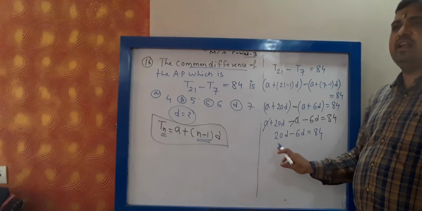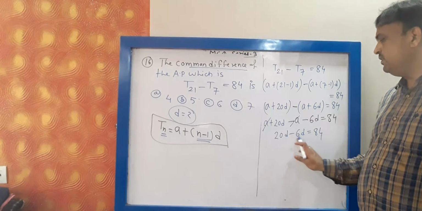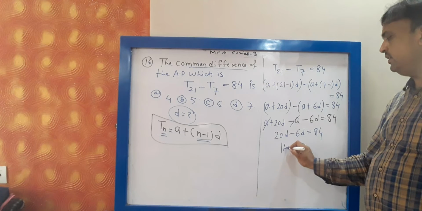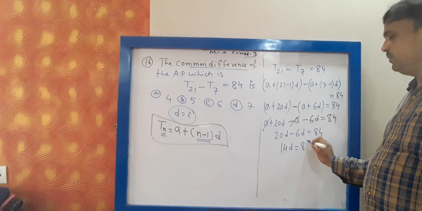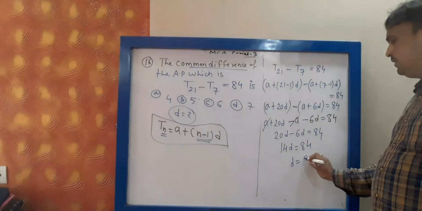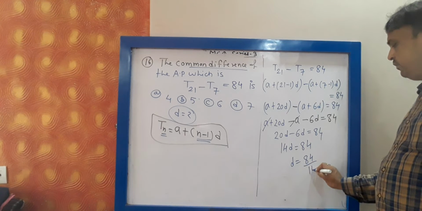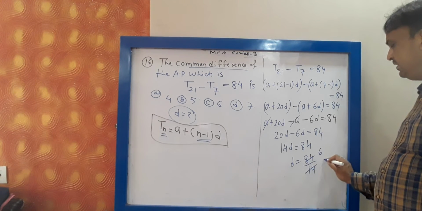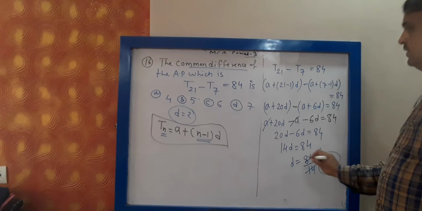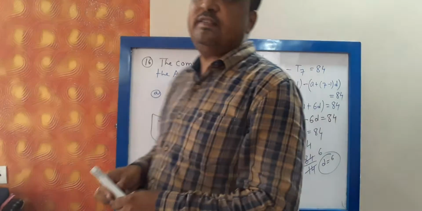20D minus 6D is equal to 84. 20D and 6D are like terms. You can take D common. 20 minus 6 is 14. 14D is equal to 84. So D is equal to 84 by 14. 14 sixes are 84. So my D value is 6. The common difference D is 6.